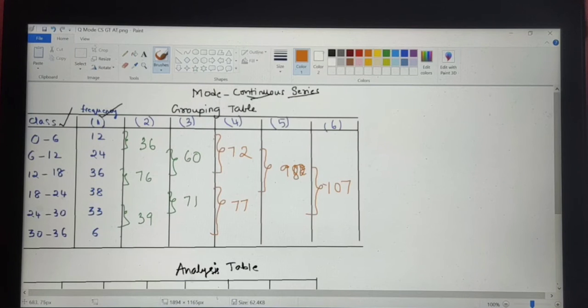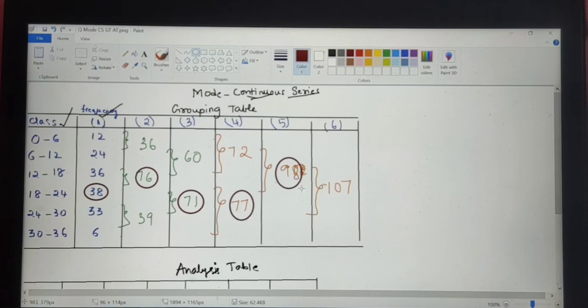The next thing we are going to do is circle the highest numbers from each of these columns. In column 1 I have 38, column 2 76, column 3 71, here 77, 98 and 107. These are the values that we are going to mark in the analysis table.